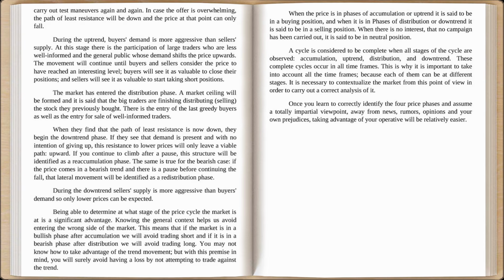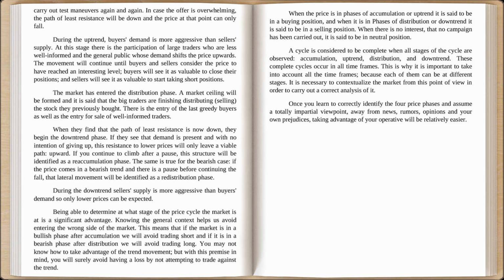They will carry out test maneuvers again and again. In case the offer is overwhelming, the path of least resistance will be down and the price at that point can only fall. During the uptrend, buyers' demand is more aggressive than sellers' supply. At this stage, there is the participation of large traders who are less well informed and the general public, whose demand shifts the price upwards. The movement will continue until buyers and sellers consider the price to have reached an interesting level.